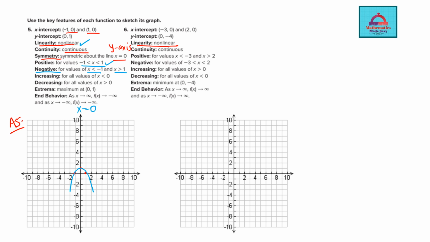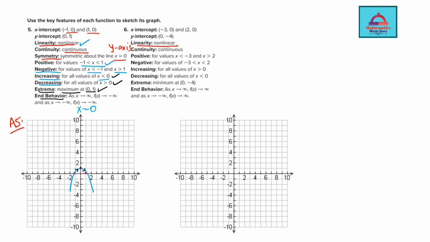And now let's check increasing and decreasing. Increasing for x less than 0. So when x is less than 0, you can see the graph is going up. I will make a marking with a different color. So from this to this, it is increasing. From this to this, it is decreasing. So these 2 points are also true. Now extrema means the maximum. It is at (0, 1). You can see this is the highest point on the graph. So this is also true.